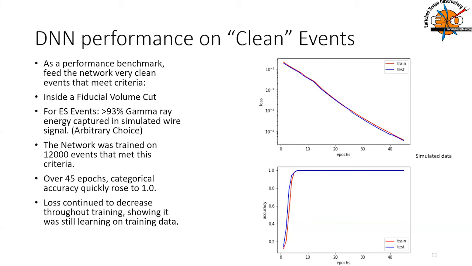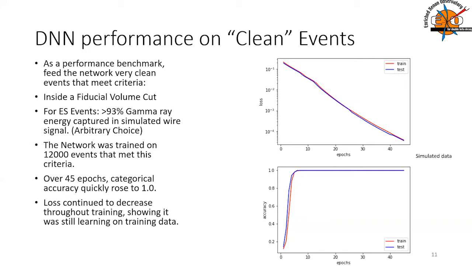But using those criteria, the network shows very good performance on what should be a very easy data set for it to work with. Even after 45 epochs on 12,000 events, the loss was continuing to decrease at an exponential rate, whereas the accuracy had plateaued early on and stayed very close to perfect accuracy for the whole training.